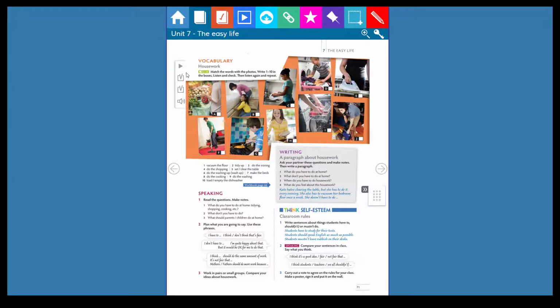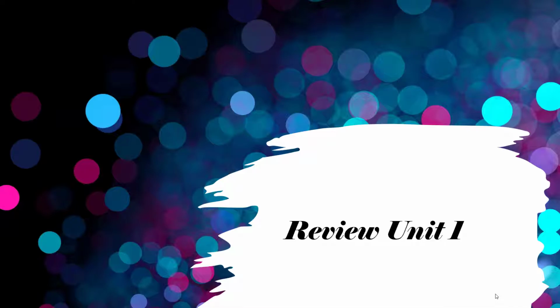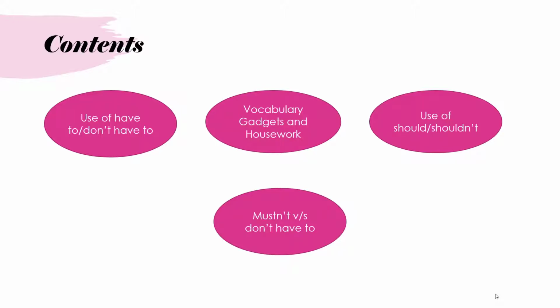Okay, remember that the housework are all the activities that you do in your house or that you help to do in your house, okay? Very good. Okay, and that is the end of unit number 1. Now I'm going to make a review of the contents of the unit with you, okay? Let's start. The contents of the unit are use of have to or don't have to, vocabulary, gadgets and housework, use of should and shouldn't, and finally mustn't versus don't have to.